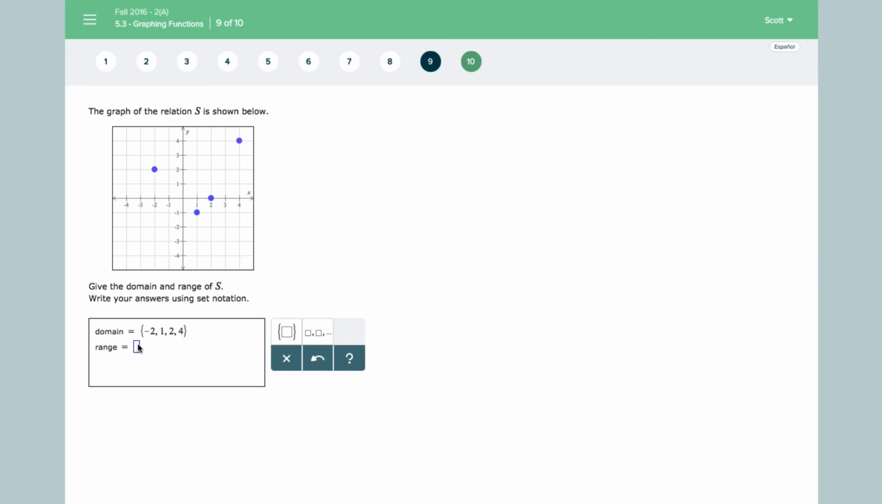Just like that. The range, same thing. Y. That one goes over here to negative 1. So in our bracket, we have negative 1, comma. The next lowest one is 0. See how it goes over there to y equals 0 right here, between negative 1 and 1, 0. So 0, then 2, then 4. We just go to where the y-axis hits.